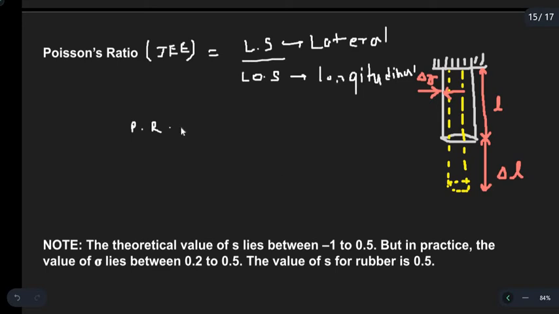So your PR will be equal to what? Lateral strain will be del R upon R, and longitudinal strain, which is del L upon L. But one thing you have to consider: as del L and L increase, the length is increasing, but the lateral part, del R, is decreasing, and when you are applying del signs, you need to give a negative sign. This negative sign indicates that the lateral strain and the longitudinal strain are in opposite senses.